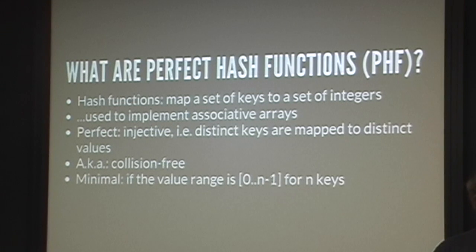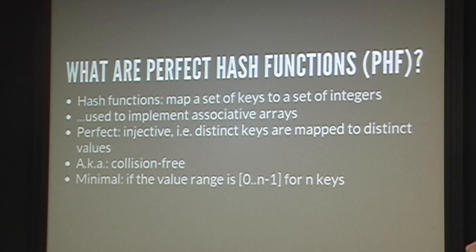So what are perfect hash functions? A hash function, most of you should be aware of that, is basically a function that maps some keys to some integers. They can be found in pretty much any programming language to implement associative arrays or dictionaries or however they are called. And they are perfect if they are injective. So different keys are mapped to distinct values. In other words, these are hash functions that don't have collisions.